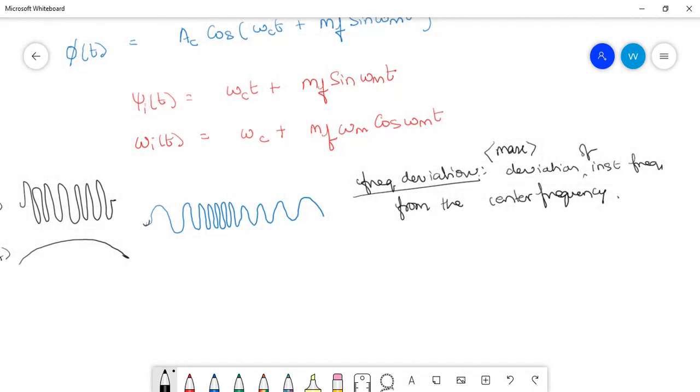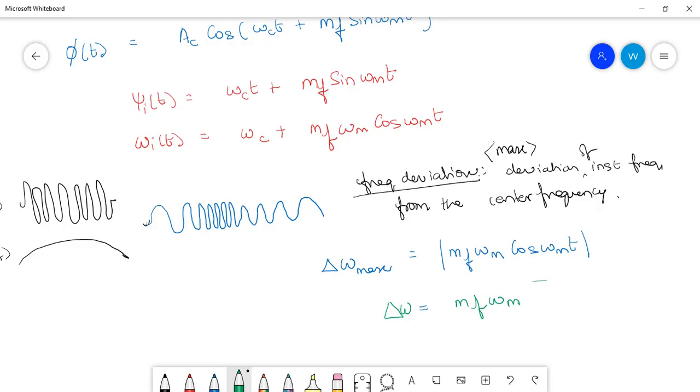All right, so what is the maximum rate of change? You can say that cos omega mt has the maximum value of 1. So I can say that the frequency deviation, delta omega max, will be the maximum value of mf omega m cos omega mt, which is nothing but mf times omega m. So this is my maximum frequency deviation.